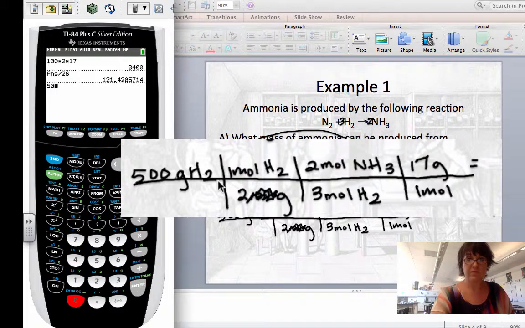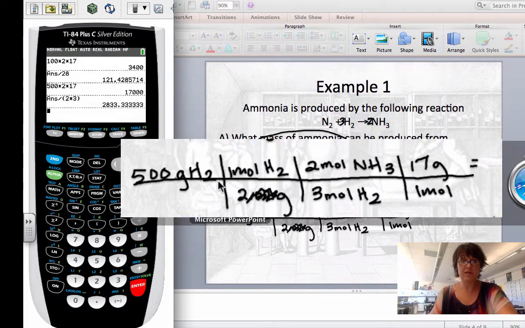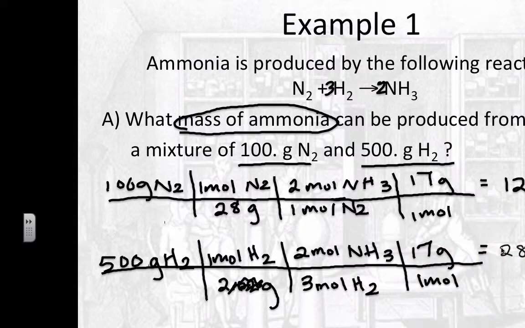So we start with 500 grams and multiply across the top. Times 2 times 17. Get your calculator and check my work, because every once in a while I do make a mistake. And I want parentheses around my denominator. There we go. Wow, that's a lot. 2,833. I think it's pretty clear to see which one is our limiting reagent, isn't it?